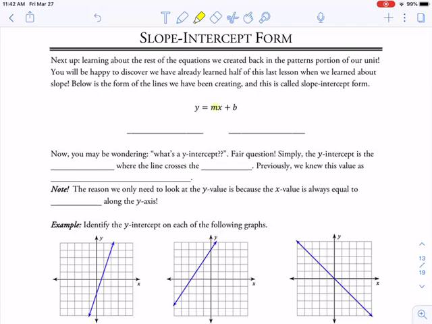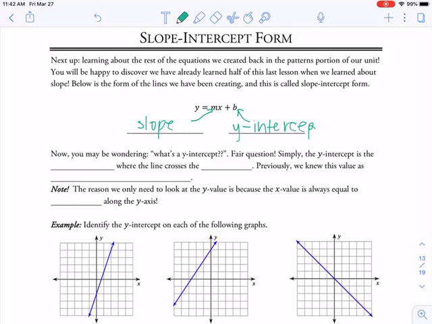We looked at what M means, right? We talked about how that is the slope. So you can just draw an arrow to M. And then we're also going to learn about B. That's the other part of the line equation.